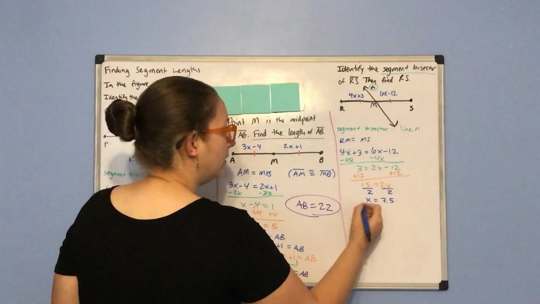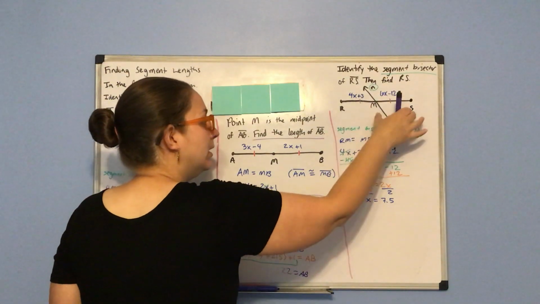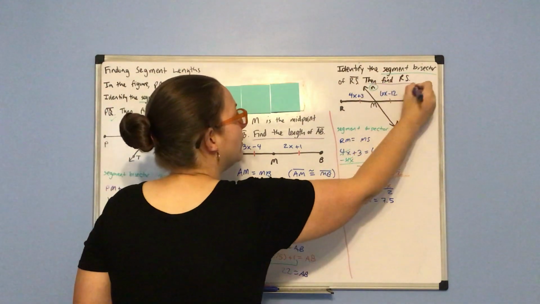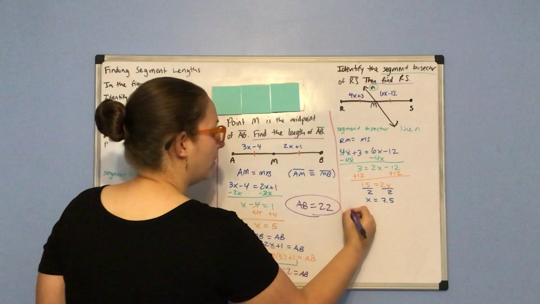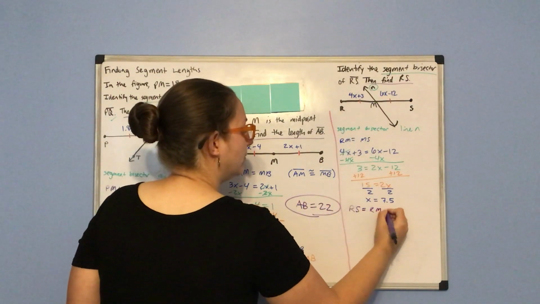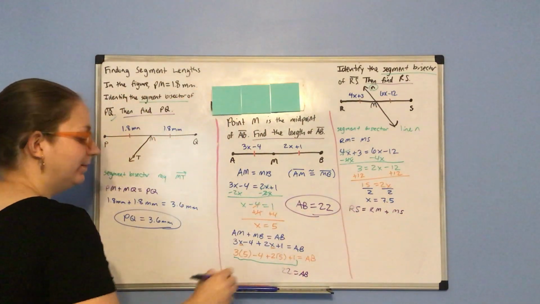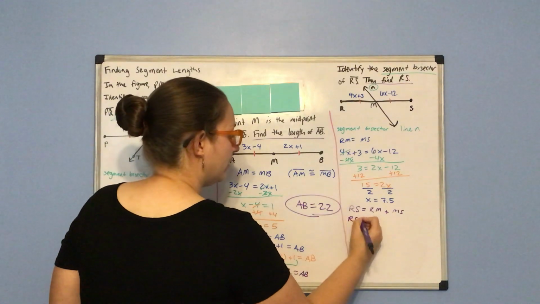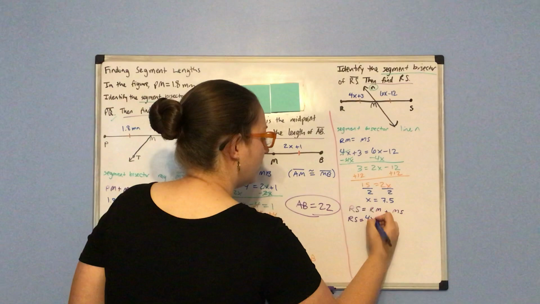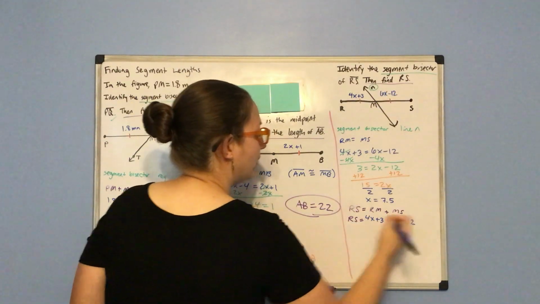We know that, actually, let's back up. What do they want us to find? Do they want us to find RM? Do they want us to find MS? Do they want us to find RS? They want us to find RS. So RS is going to be RM plus MS, because M is between R and S. RS we don't know. RM we know is 4x plus 3. MS we know is 6x minus 12.